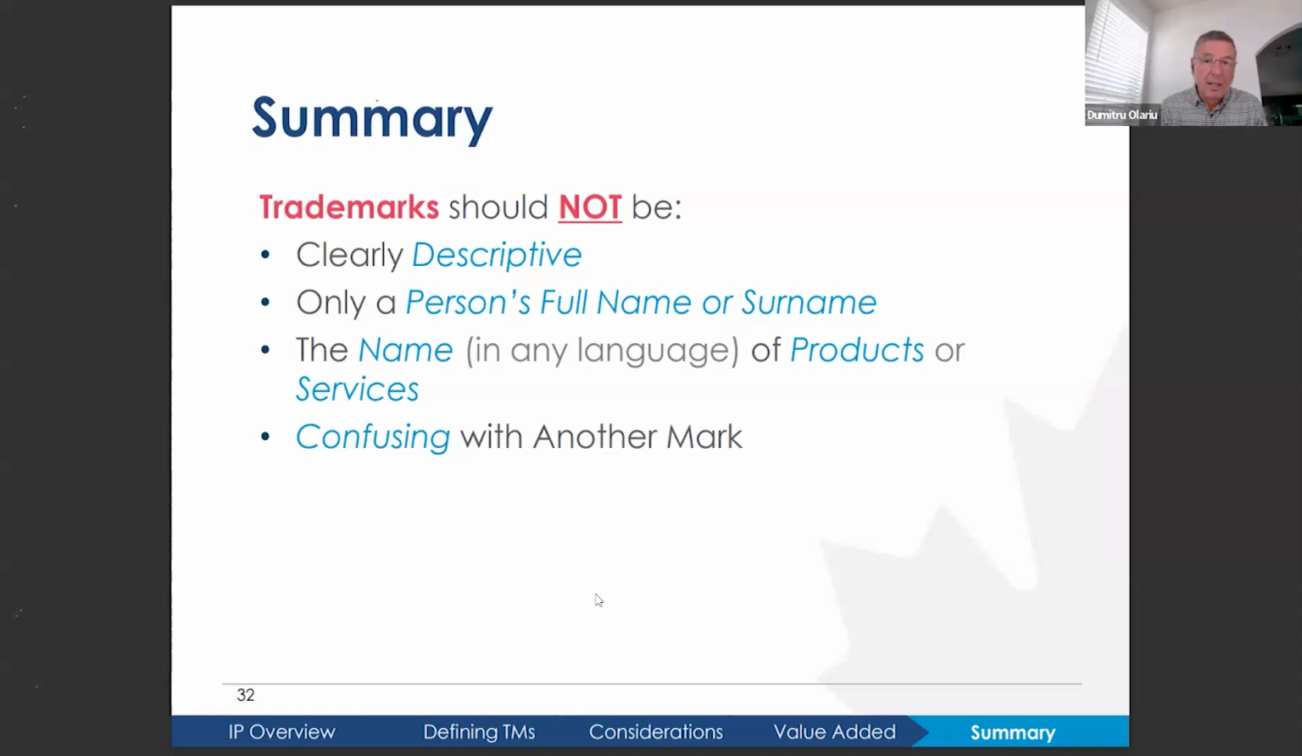And obviously, a no-go is when you're interfering with someone else's trademark rights. You cannot have a little McDonald's selling similar products like McDonald's, and you'll interfere in that way with the legitimate owner of the McDonald's trademark. Next slide, please.